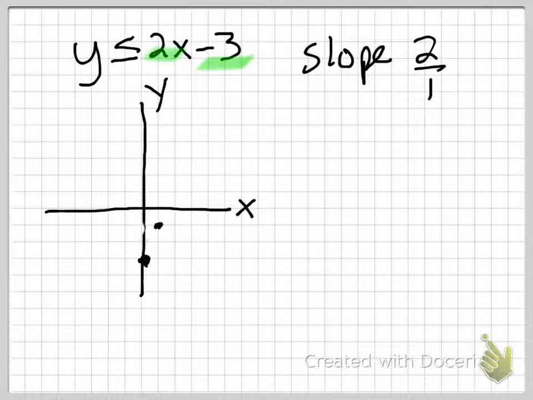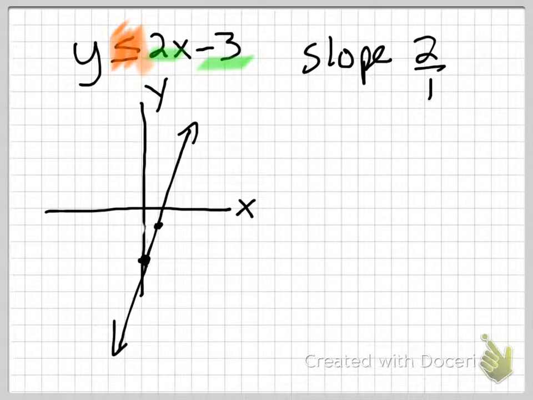Now, this is where we have to look at our sign. We have to look at this sign right here and determine whether we're dealing with a dash or a solid. Well, if you look back on the previous stuff, if it has that line underneath there, it's a solid line. So it looks something like this.